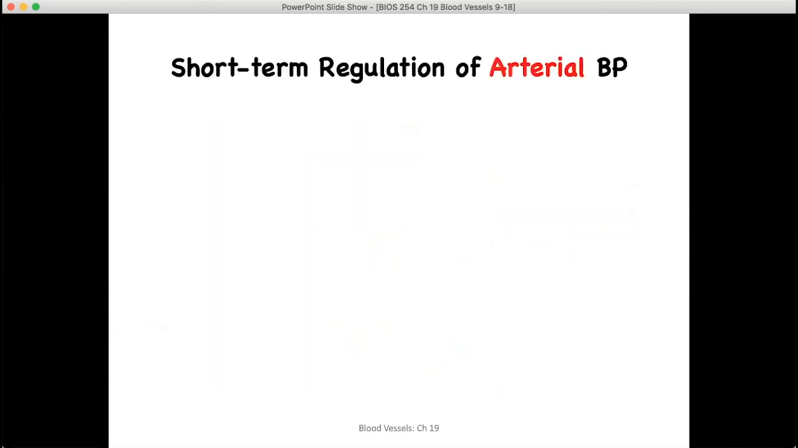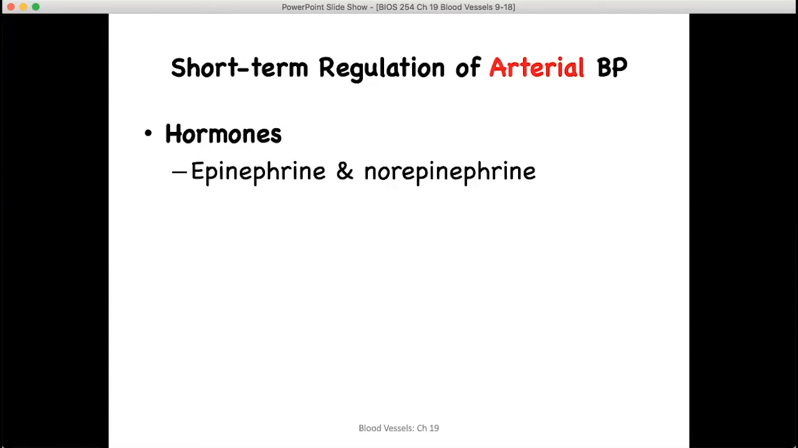Let's look at short-term regulation of arterial blood pressure. This will involve hormones. The adrenal medulla, recall, releases epinephrine and norepinephrine in response to sympathetic input. These hormones are going to bring about the same actions as the neural transmitter norepinephrine. So they will bring about vasoconstriction. In addition, they will increase heart rate and contractility.